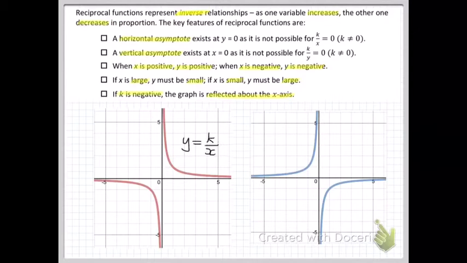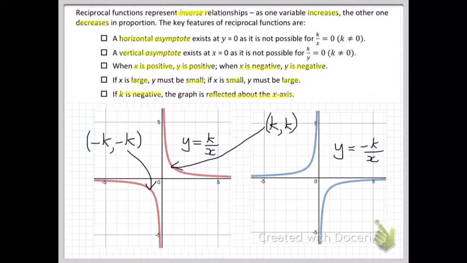A couple of other things to note. The first graph was just y equals k over x. The second is now y equals negative k over x. It's true that the point shown always has the coordinates k, k, and on the other side in the third quadrant, negative k, negative k, and that observation makes it easy to determine k from a graph.